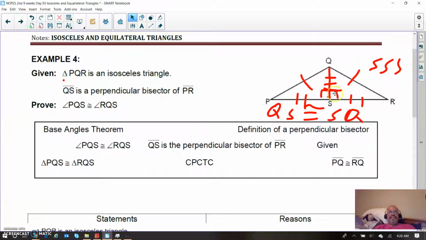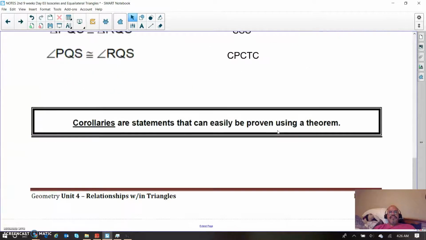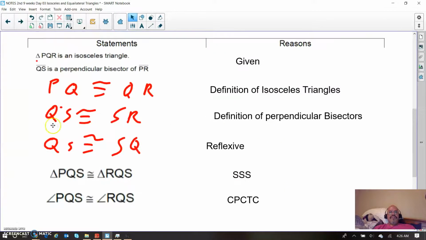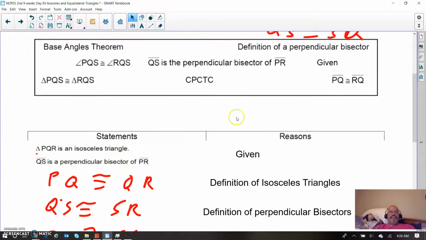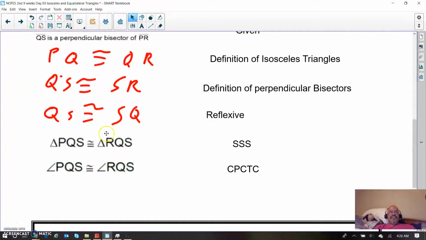Finally, QS and SQ is a reflexive side. So we write that down right here. QS is congruent to SQ, and that's reflexive. Remember, these are all the definitions that we have right here. Finally, because all those sides are congruent, we can say that triangle PQS is congruent to triangle QRS.